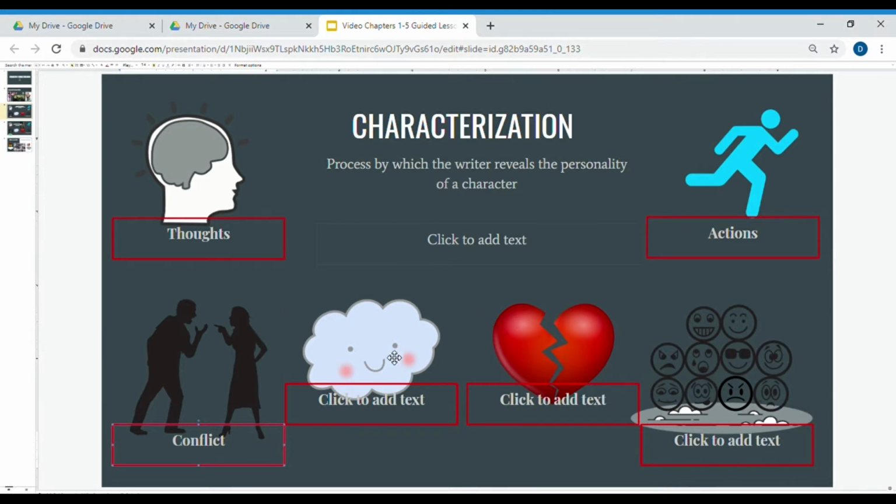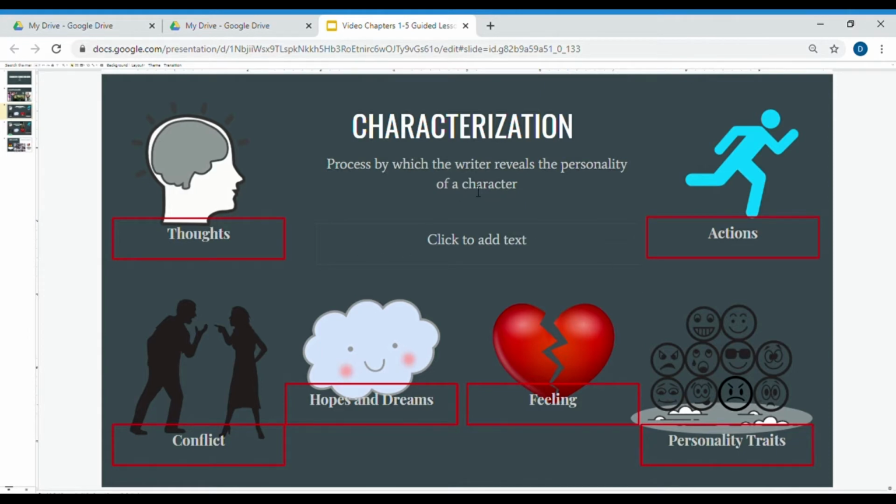The 4th thing is the cloud, and that's going to be their hopes and dreams. What's driving them to do things? What are they hoping for? What's their end goal? Number 5, their feelings. How do they feel about specific things? And the last one are all the different faces, and those are a character's personality traits. What type of person are they?